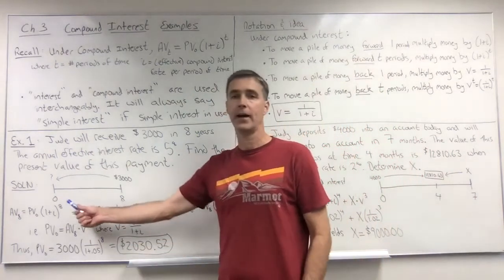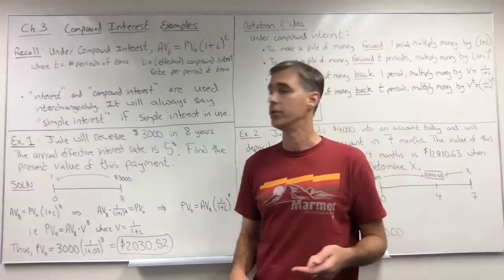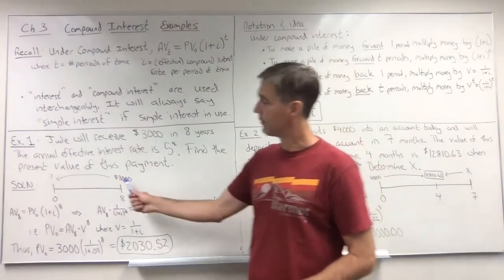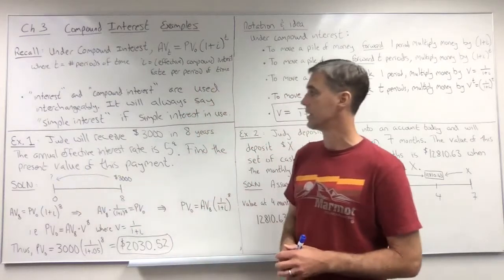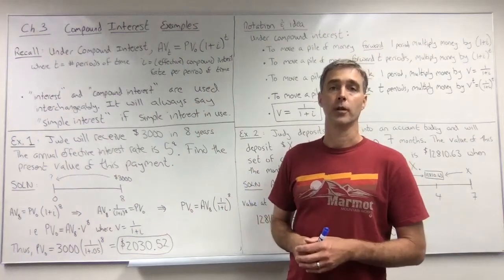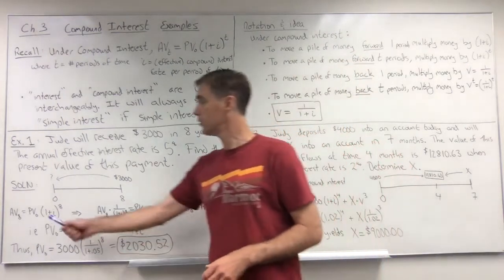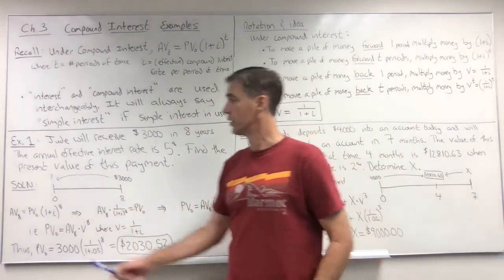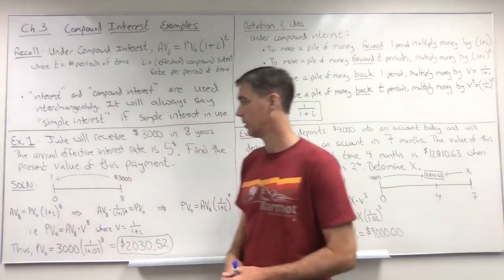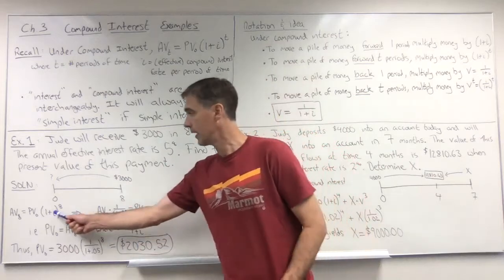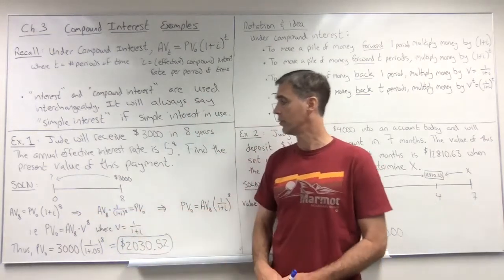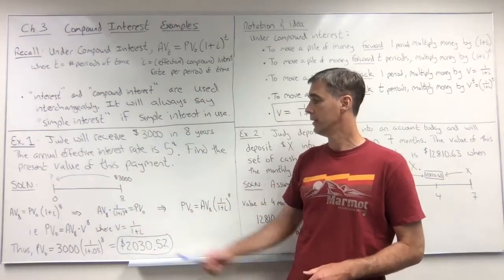I have a time value of money diagram, which I would always encourage you to do for every problem. And at time 8, we have $3,000, and I'm attempting to drag that money back to time 0 to figure out what its present value is. We don't have a present value formula, but we don't need one. Here's our accumulated value formula. So the accumulated value after 8 periods of time is the present value times 1 plus i to the 8th. Now, I can take that 1 plus i to the 8th and divide it back over to the left-hand side. So the accumulated value times 1 over 1 plus i to the 8th is equal to the present value.